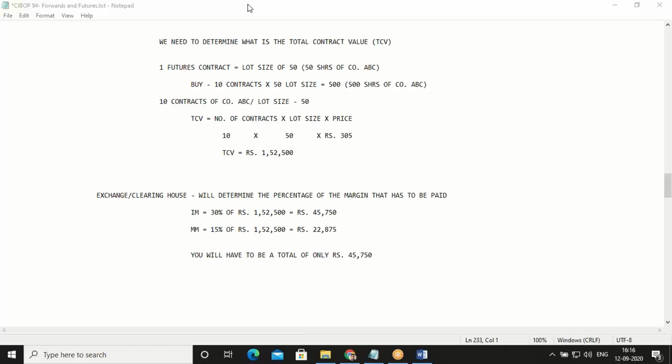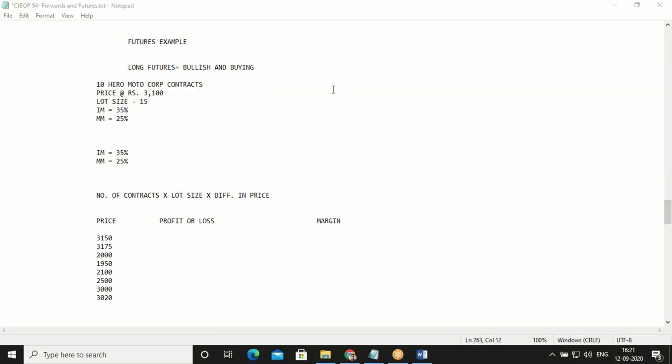Okay. Now let's focus on an example of a futures contract. If you're long futures, you're bullish and you are buying. So here you want to buy 10 contracts of Hero Motor Corp. Everybody knows Hero, right? Now let's say, for example, the price is at 3,100. Lot size is 15. Initial margin is 35 and maintenance margin is 25.